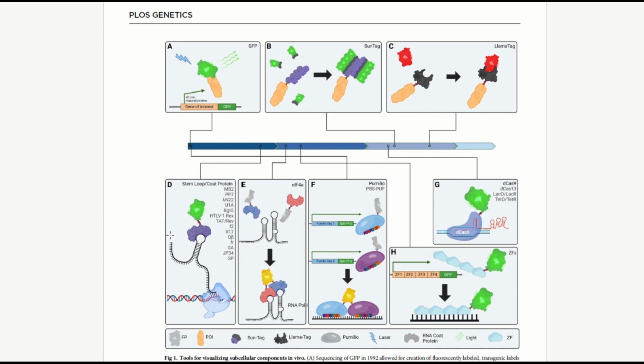In addition to these popular mRNA visualization options, multiple other aptamer coat protein pairs are currently available for transgenic studies, including BGLG, U1AP, Lambda N22, HTLV1 Rex, TATREV, and several less tested variants.